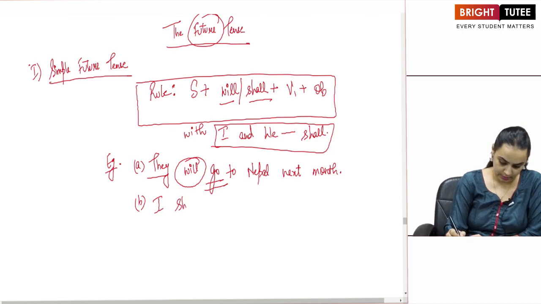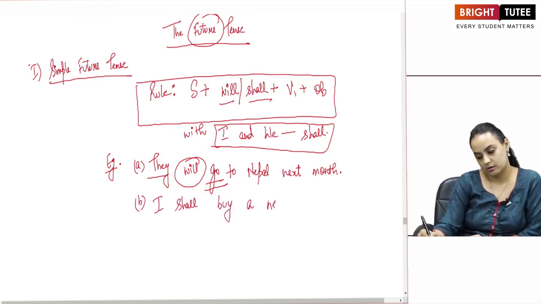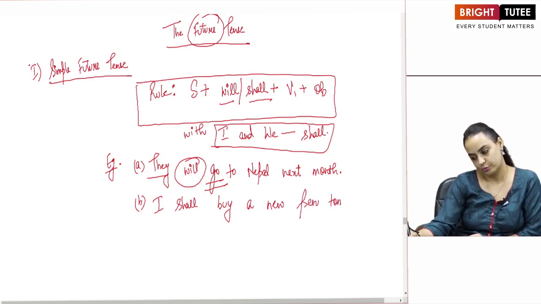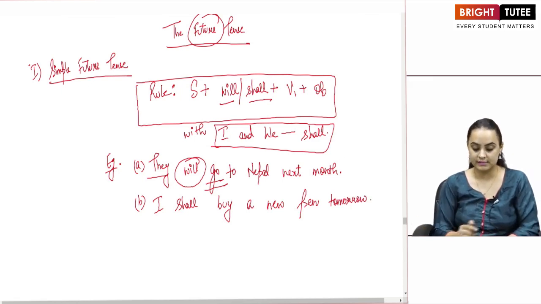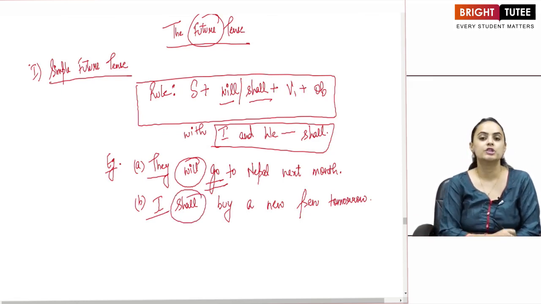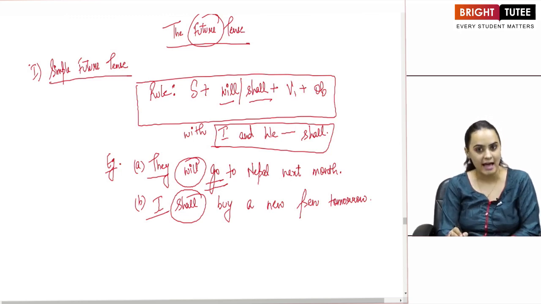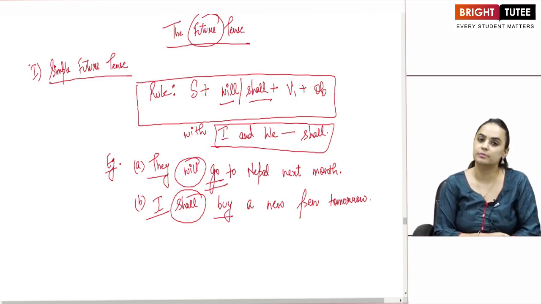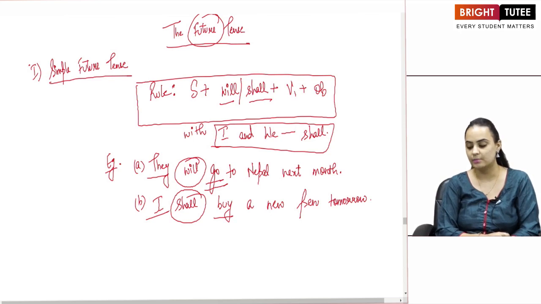I shall buy a new pen tomorrow. Now, what is my subject here? I. And like I told you, with I and we we will always use shall. So, I shall, and the first form of the verb is buy. So, I shall buy a new pen.